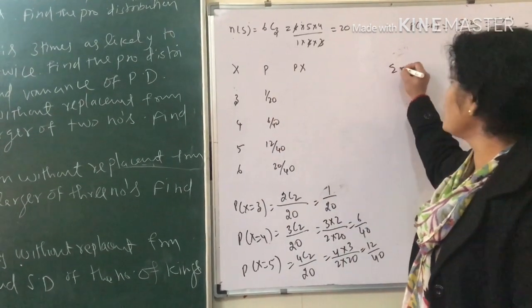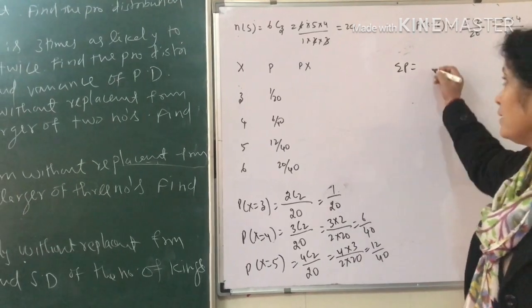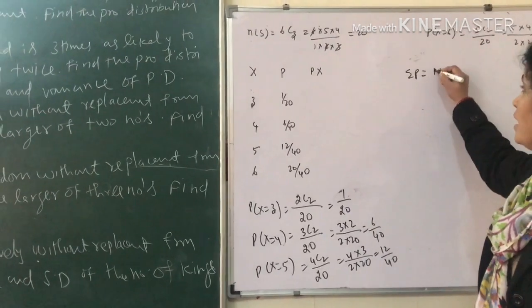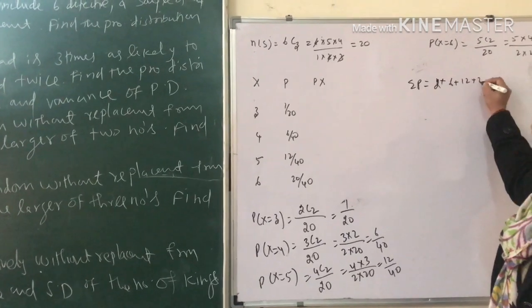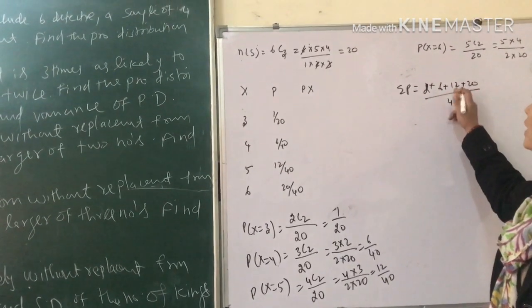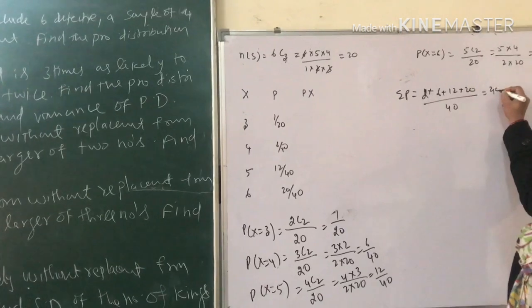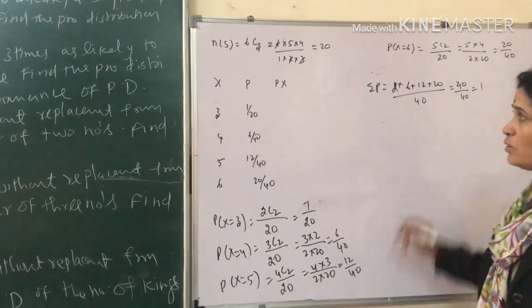If I am getting summation P equal to 1, then only I can consider it a probability distribution. Here, if I take LCM 2, then 6, then 12, and then 20 out of 40. So definitely 18, 20. So that is 40 out of 40, that is equal to 1.